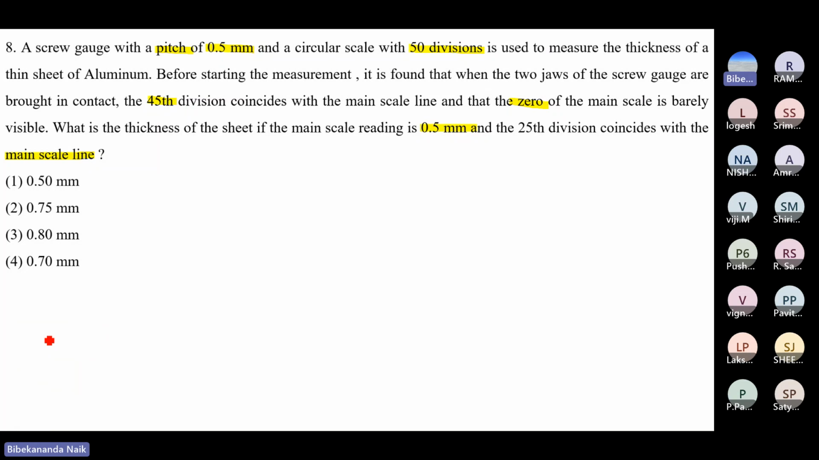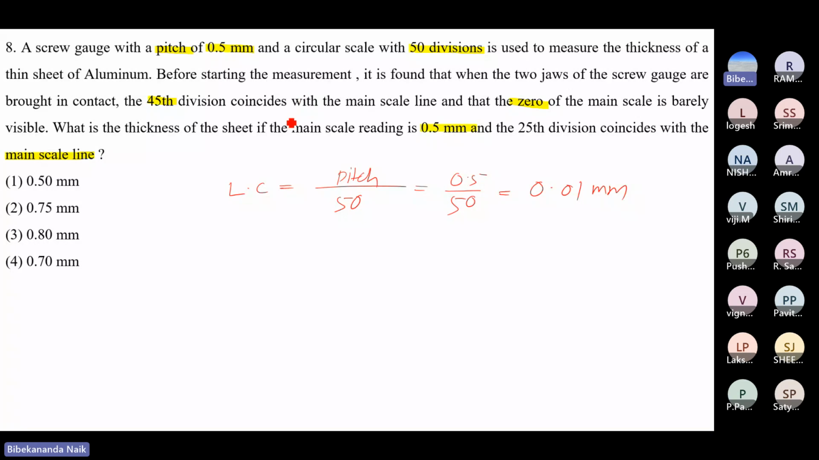Let's solve this question. It is given the screw gauge with a pitch of 0.5 mm. So the least count will be how much? Least count will be pitch by number of divisions. The number of divisions is 50 and the pitch is 0.5 mm, so it is 0.5 by 50. So it will be 0.01 mm.